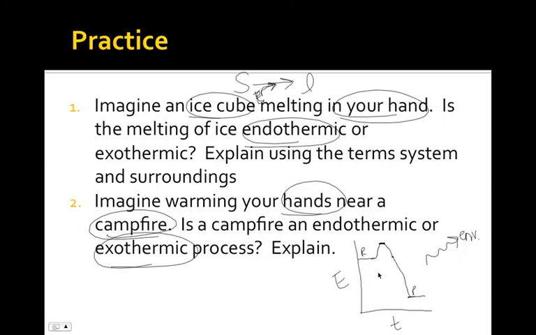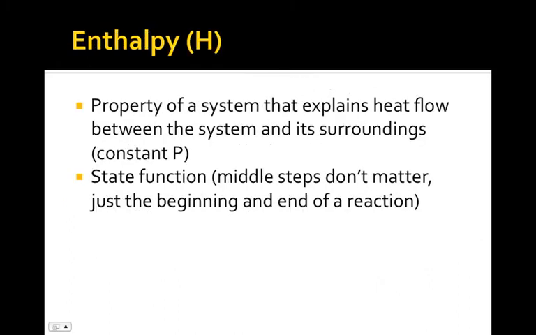An endothermic graph pretty much looks the opposite of this, where the products are at a higher level than the reactants, and so the difference in energy between the products and the reactants has to be absorbed. So there you go. All right, so that leads us to H, enthalpy.